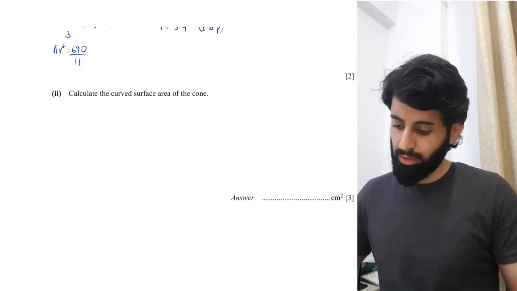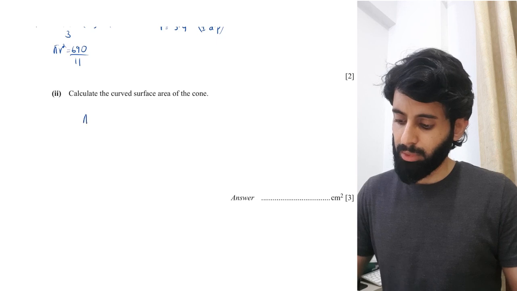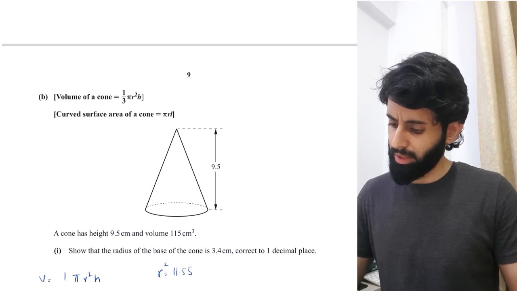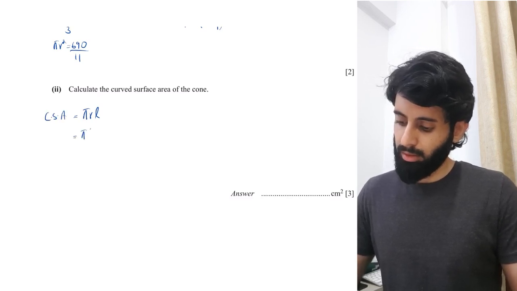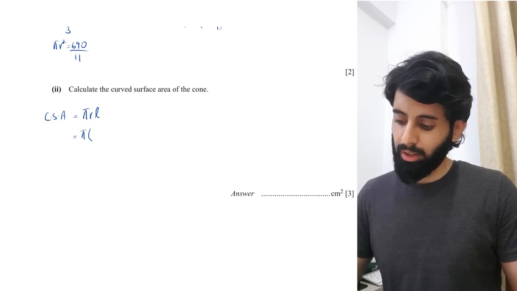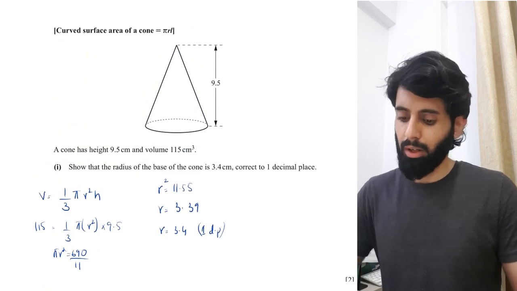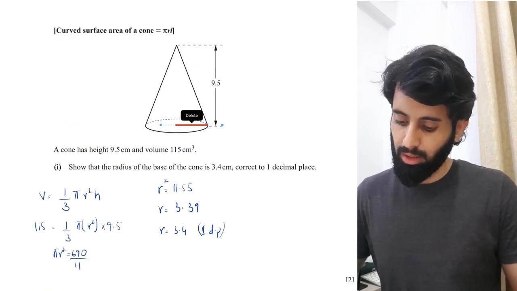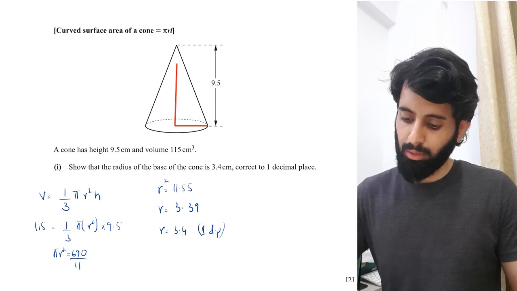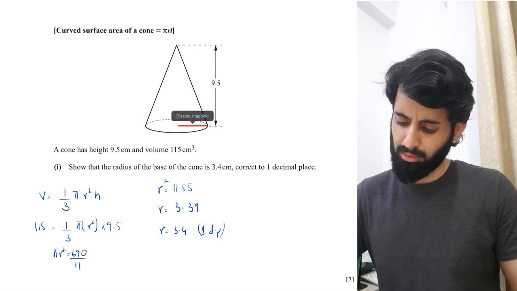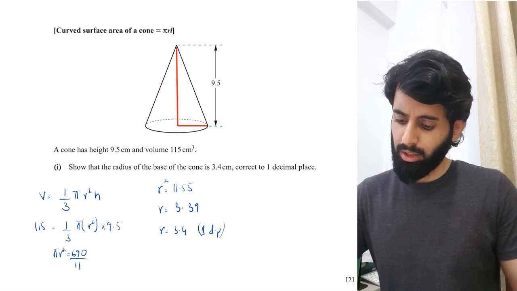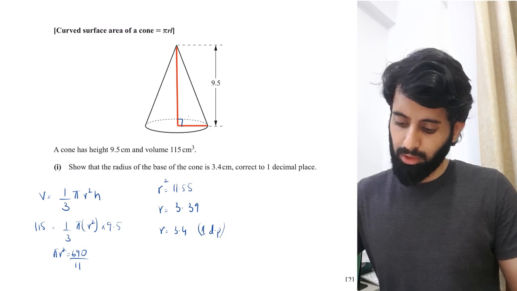Calculate the curved surface area of the cone. Calculating the curved surface area of a cone basically means pi r L. Let me see if the formula for that is given. Yeah, you're also given that formula. So we know r, but this time I'm going to use the answer key. Before we find the curved surface area, we need to find the slant length. The best way to do that, perhaps the only way, is to use Pythagoras theorem.